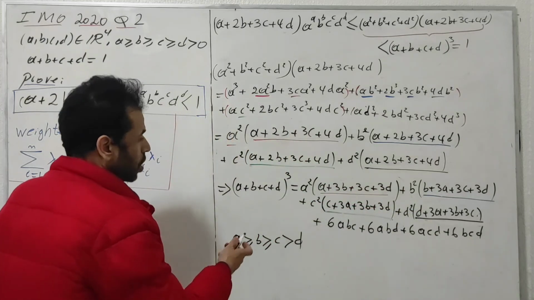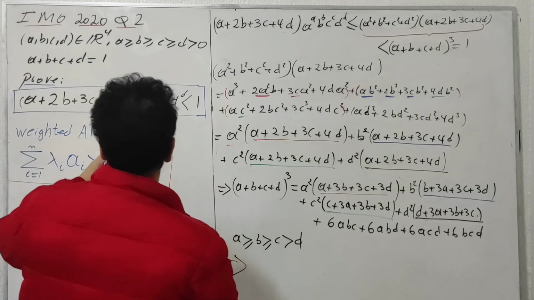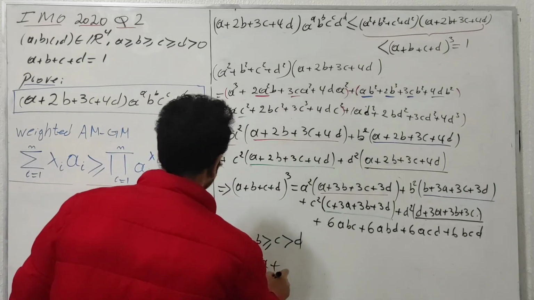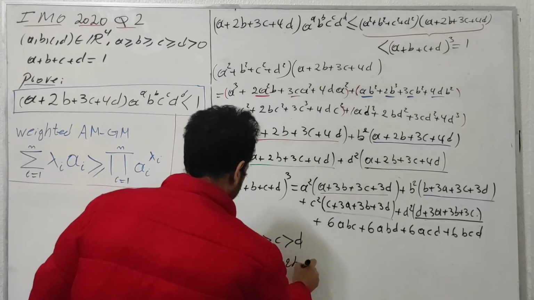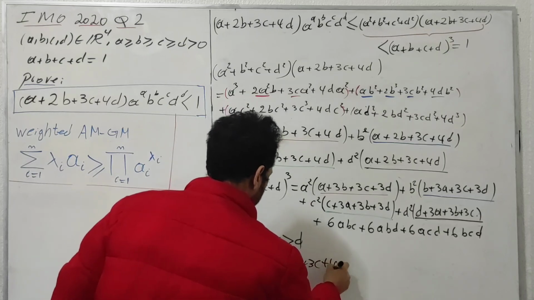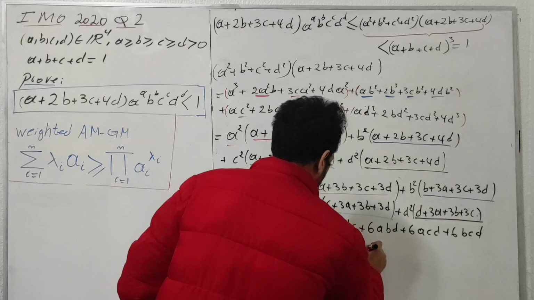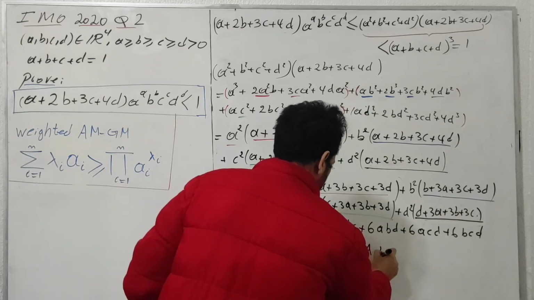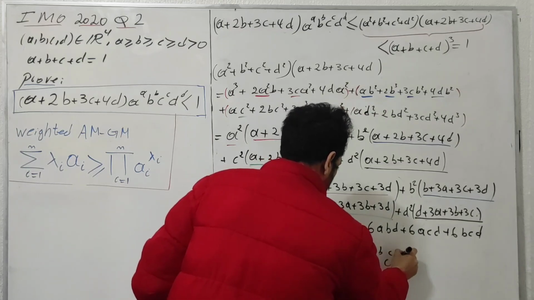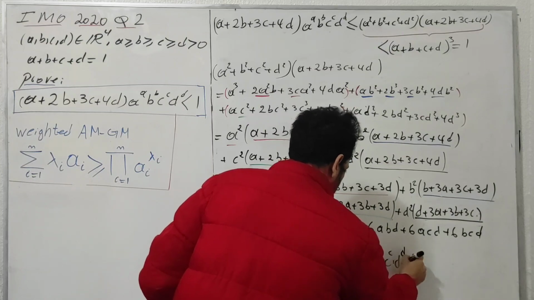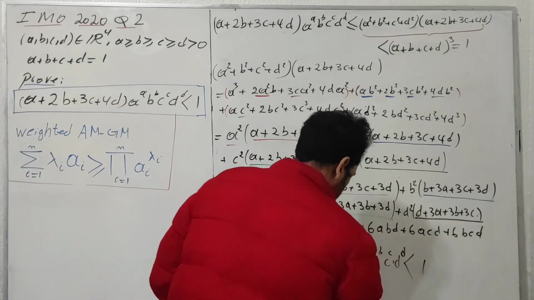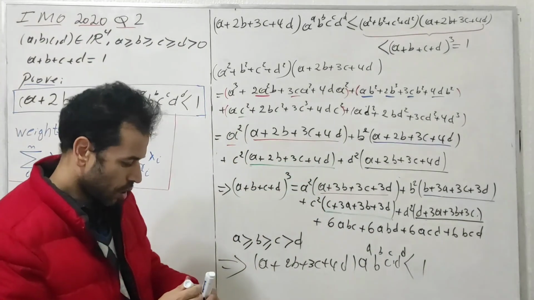Now we have proven our proof. Thus a plus 2b plus 3c plus 4d is multiplied by this product, a to the a, b to the b, c to the c, d to the d, is strictly inferior to 1. Okay, so I am done with this problem.